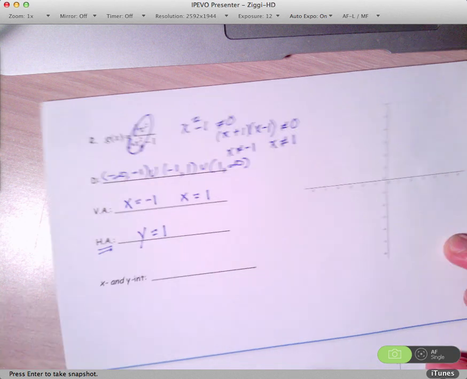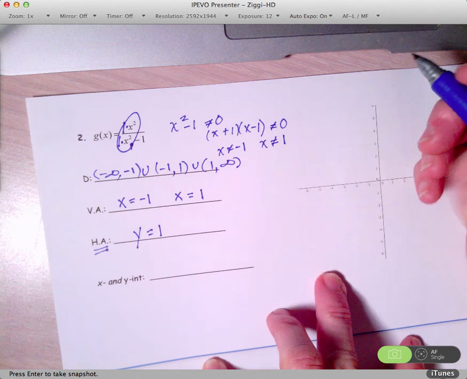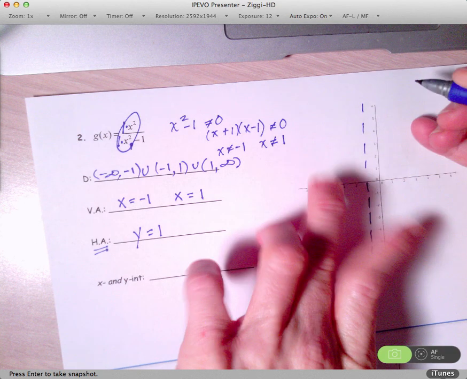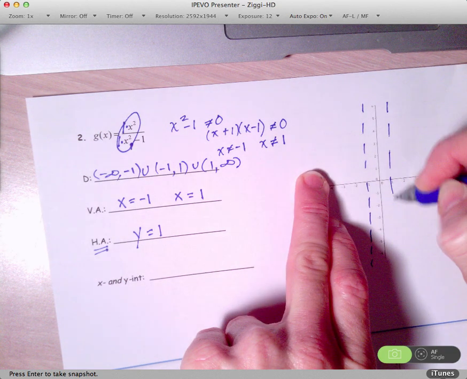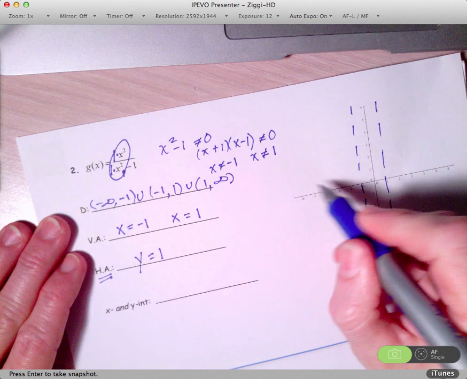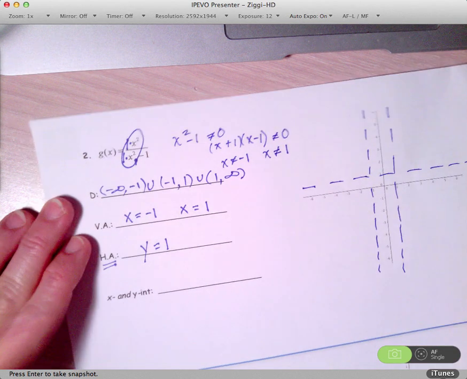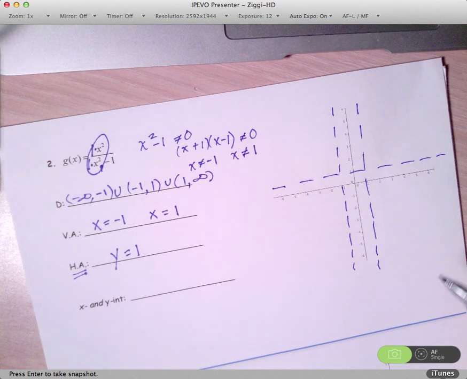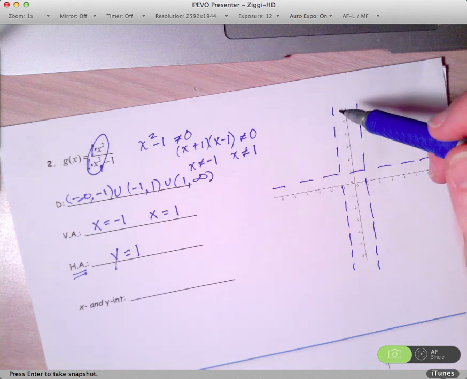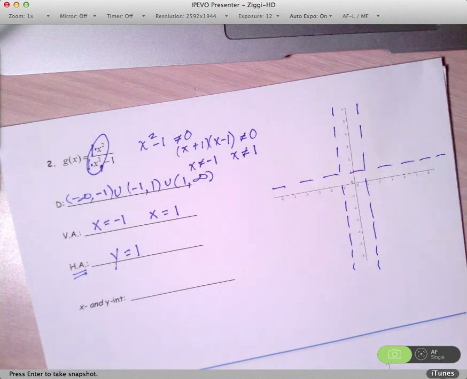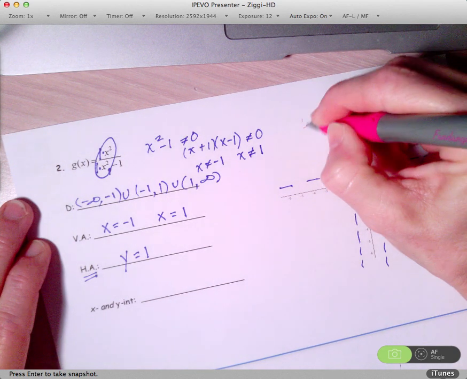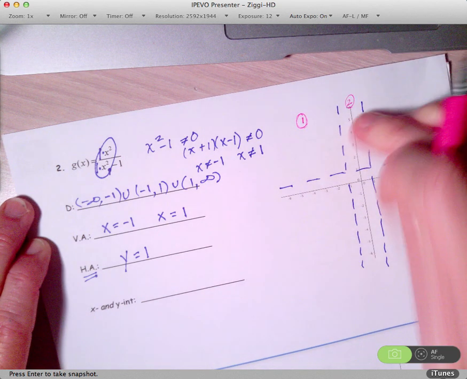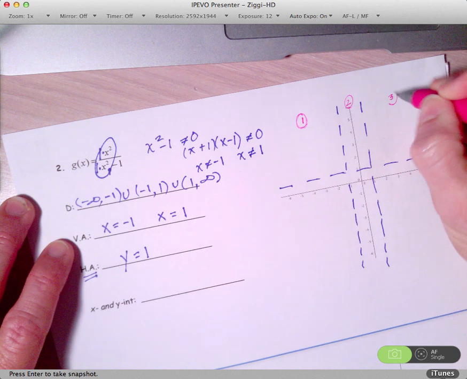So now we can put all of these on our graph, and then we'll go back and do the x and y intercepts. So here we go. We have an asymptote at x equals negative 1, an asymptote at x equals 1, and an asymptote at y equals 1. Now we need to figure out where the curves are going to go. This is the first time we've had an example where there are two vertical asymptotes. So basically now you have three sections to this graph. You've got the section to the left of this vertical asymptote, the section in between the two asymptotes, and the section to the right of this asymptote.